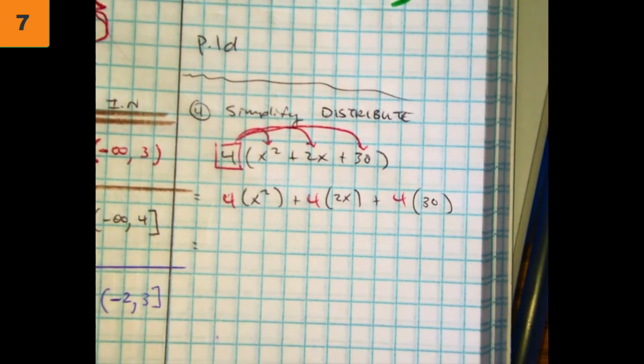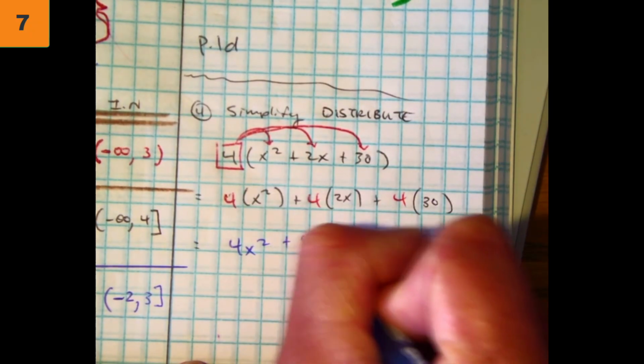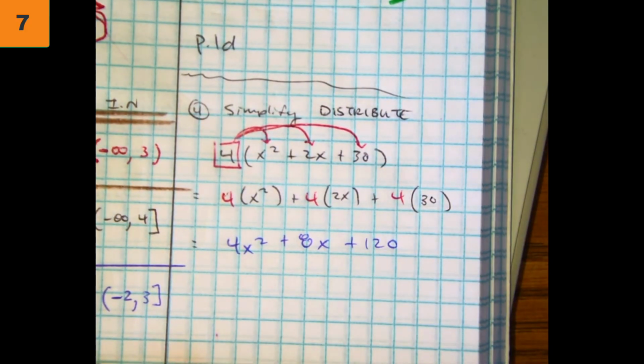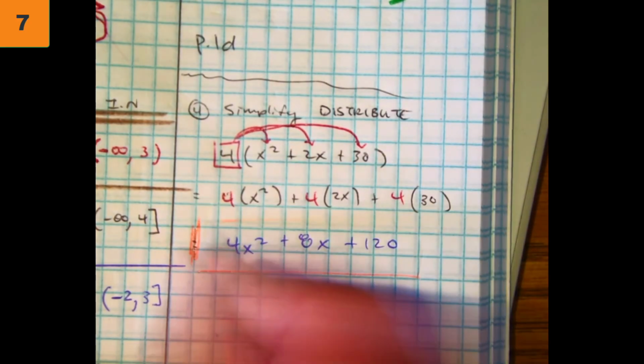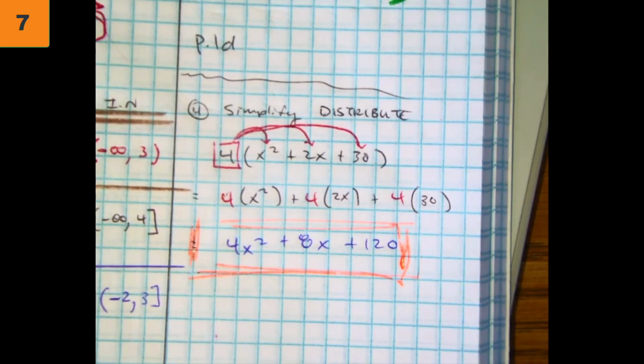Class, 4 times x squared, 4 times 2x, and 4 times 30. Notice that our answer is written in descending order. What's descending order? Everyone say exponents. What number is that? 0. So the variable, the base, right now we have 1 letter, it's written in descending order. It does not matter with a number in front. There we just distributed and have to combine like terms.